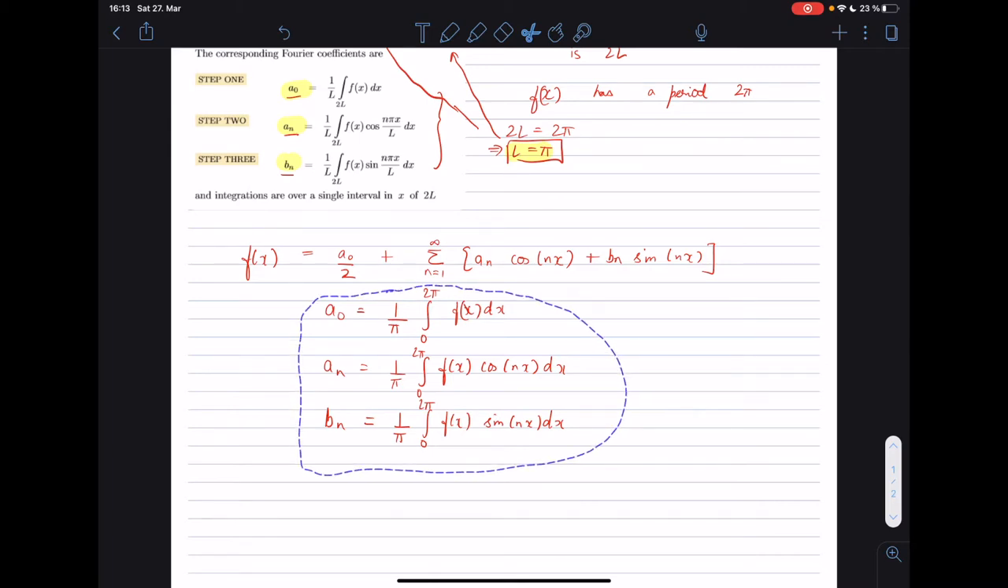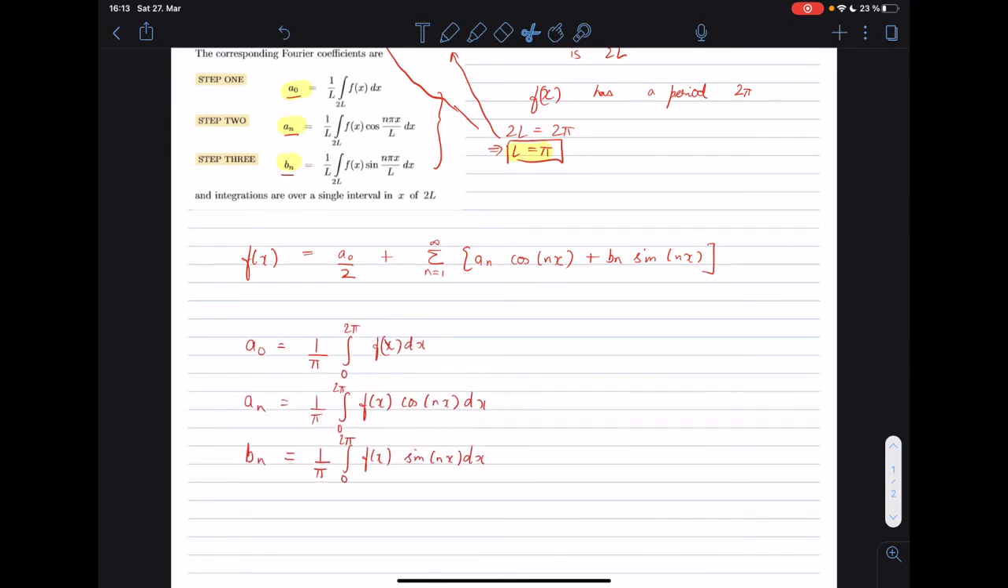So we will now be deriving these formulae for the Fourier coefficients, or the Fourier weights. And also let me just put them in a box. Okay, so the trick to derive these is very simple.